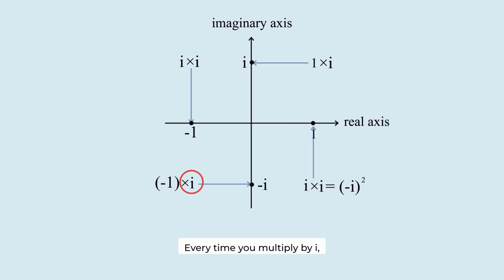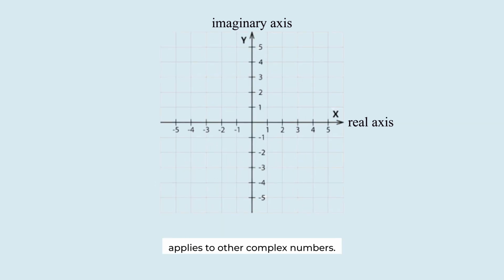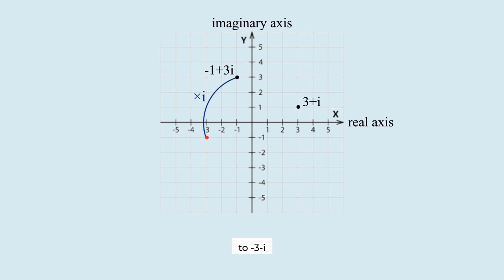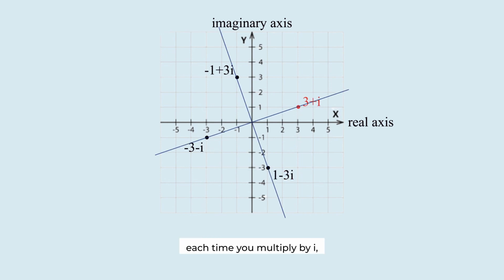Every time you multiply by i, the number rotates 90 degrees counterclockwise. The same rotation applies to other complex numbers. Repeatedly multiplying 3 plus i by i moves it as follows: from 3 plus i to minus 1 plus 3i, to minus 3 minus i, to 1 minus 3i, and finally back to 3 plus i. Each time you multiply by i, the number rotates 90 degrees.